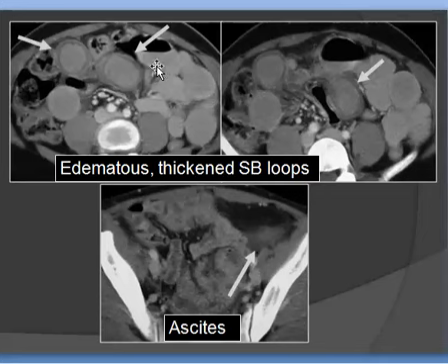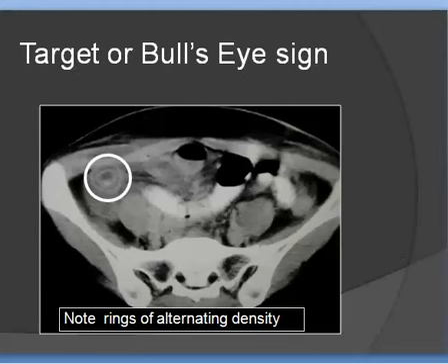Here is edematous thickened small intestine. Edema, of course, can occur in hypoalbuminemia. Here is an amount of fluid inside the pelvis due to ascites. Target sign or pull sign of alternating density, noting edema of the loop.